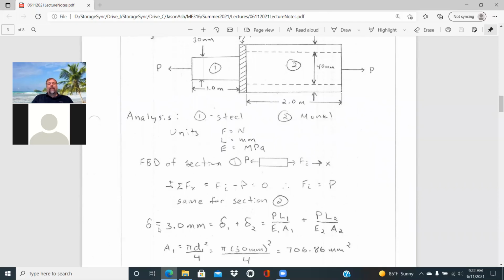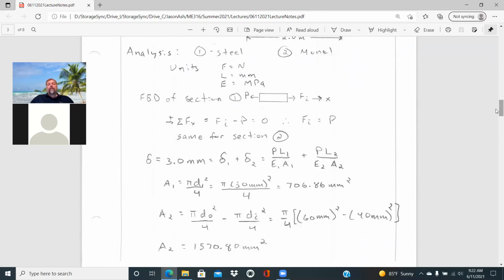And so what we're solving then is the total displacement being 3 millimeters. And that's really just the sum of the displacement of our steel section plus the displacement of our monel nickel section. And we can make use of our displacement relationship, where the displacement for the one is just P L1 over E1 A1 plus P L2 over E2 A2, which will give us the total displacement, and we're wanting to set that to 3 millimeters.